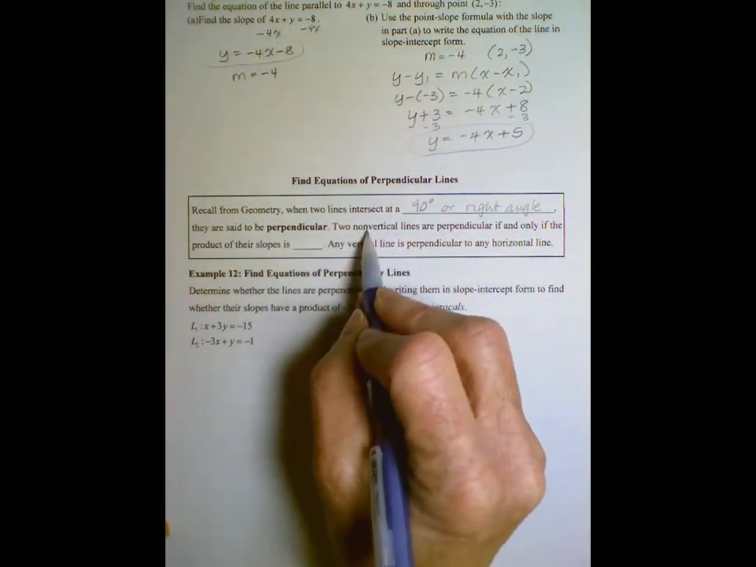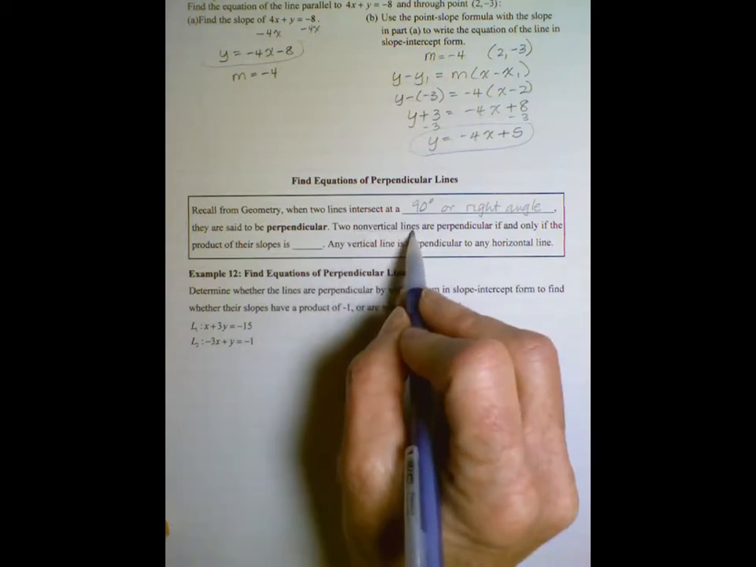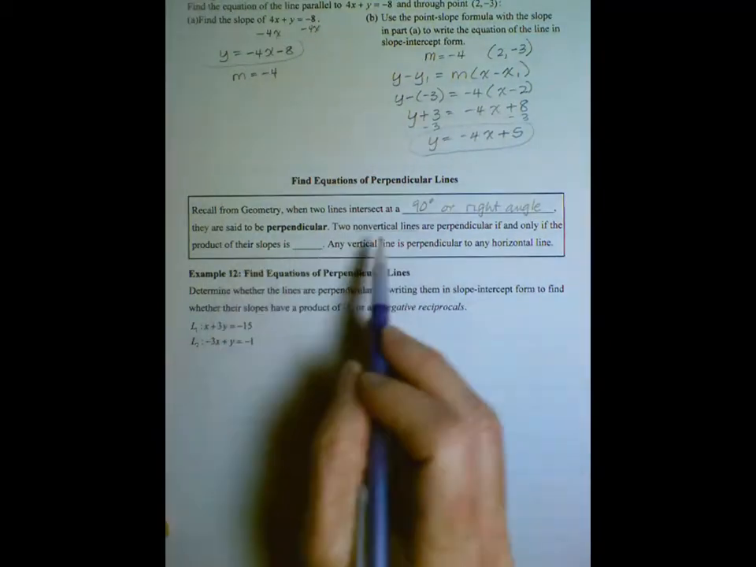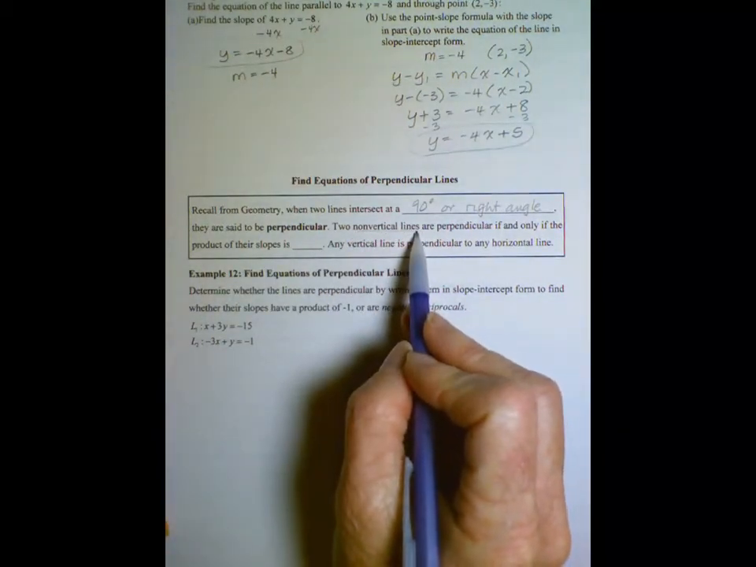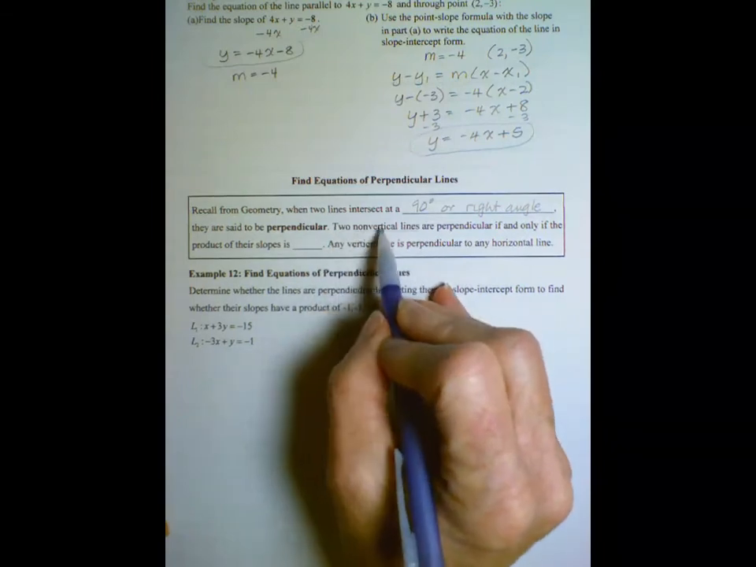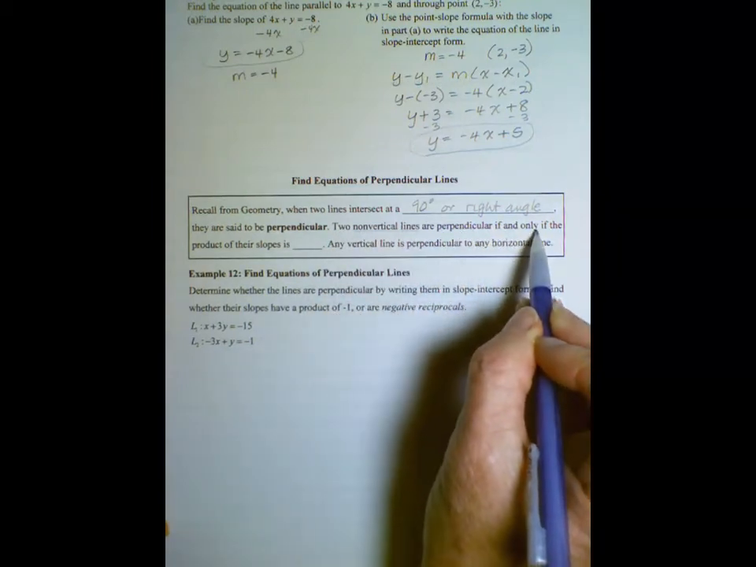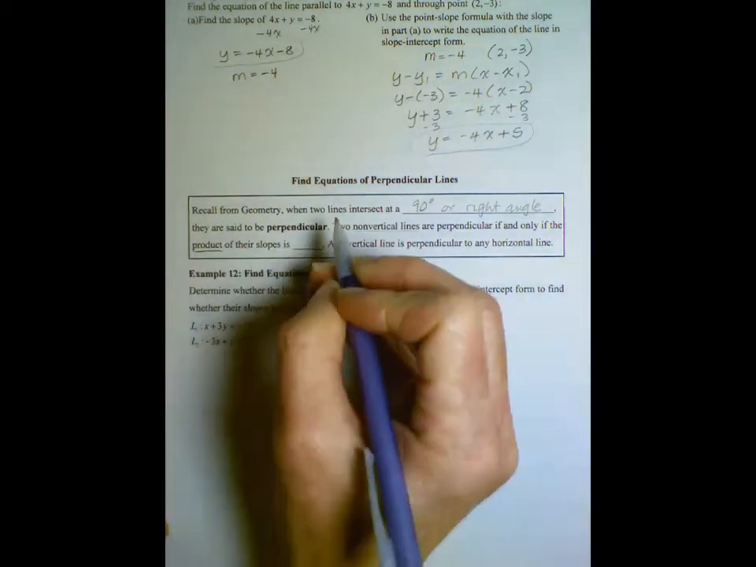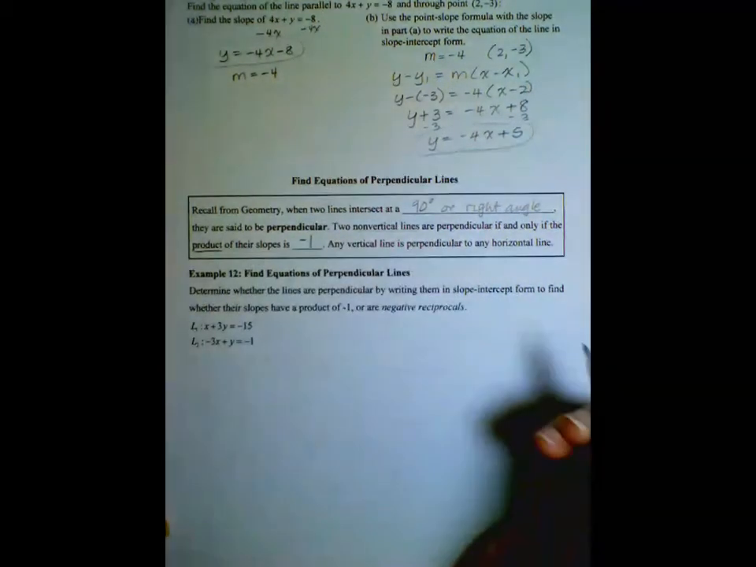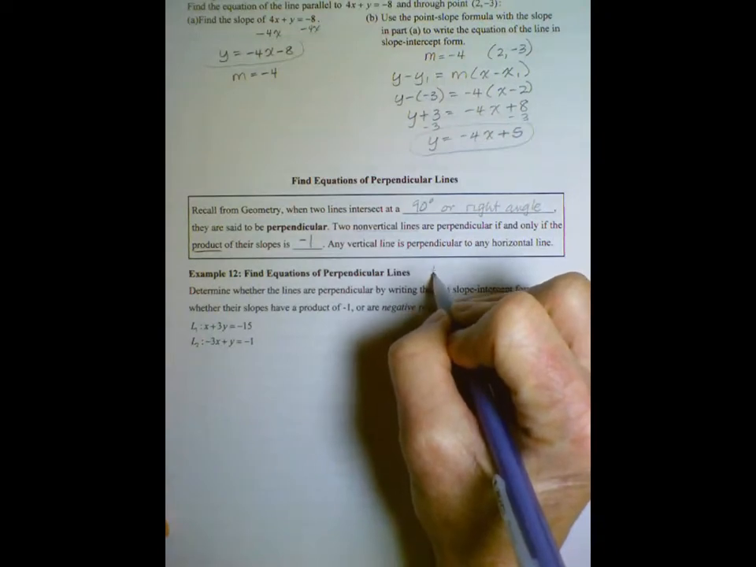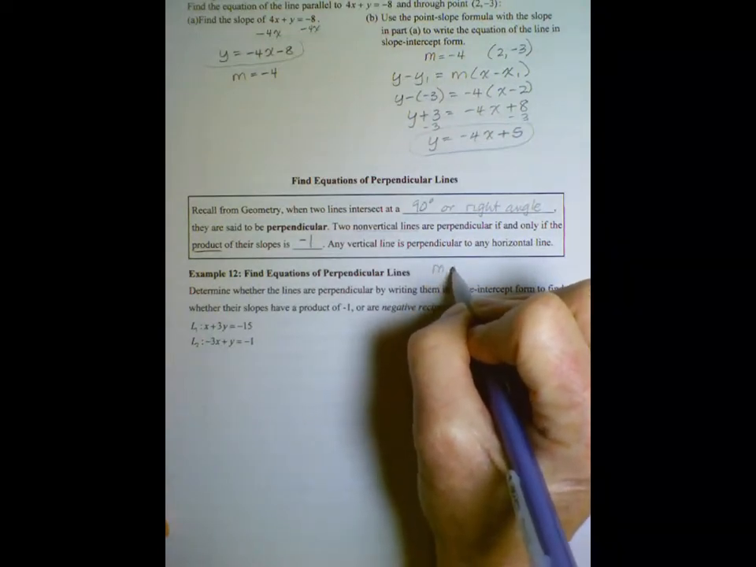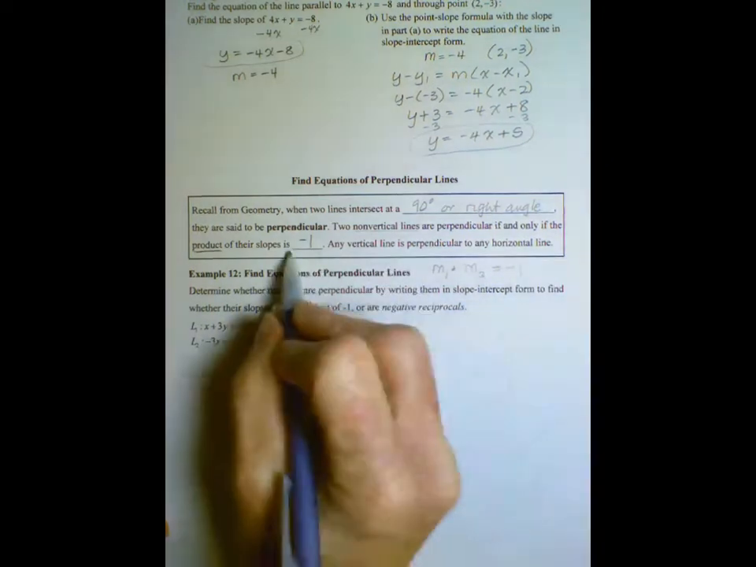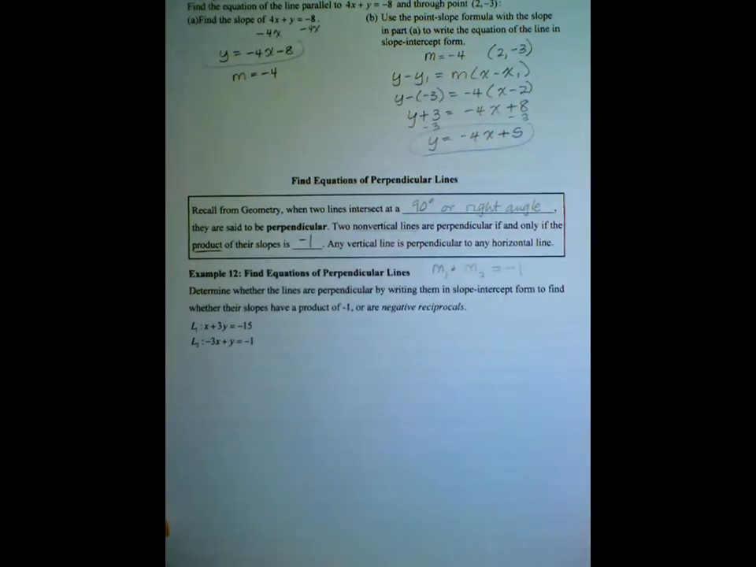Two, here we're excluding vertical lines again, because we're going to talk about slope, and we don't talk about the slope of vertical lines. It's undefined. So two non-vertical lines are perpendicular if and only if the product, the multiplication, of their slopes is -1. In other words, if the slope of line 1 times the slope of line 2 equals -1. That's what they mean by the product of their slopes is -1.